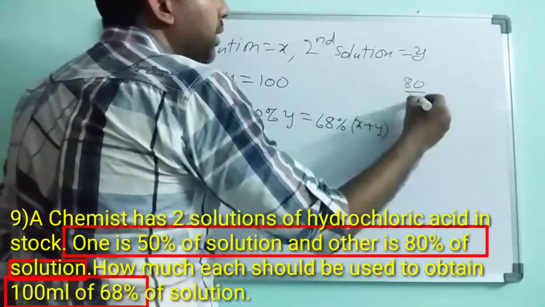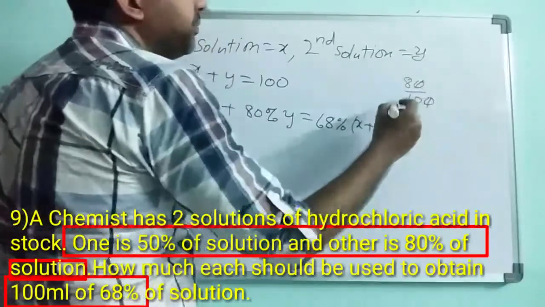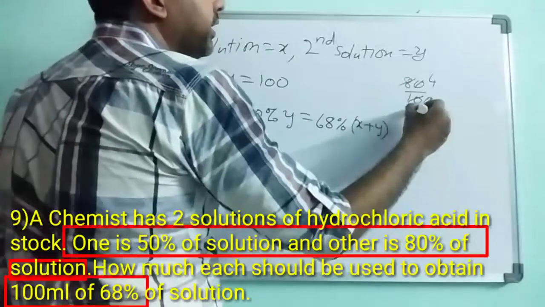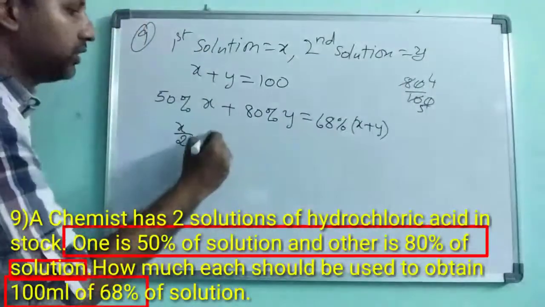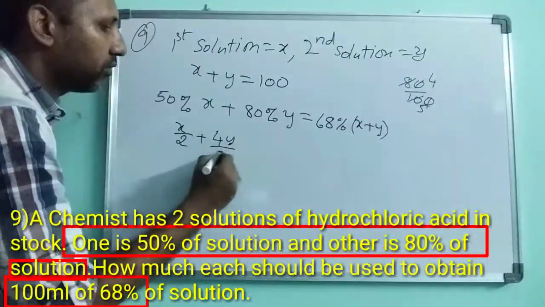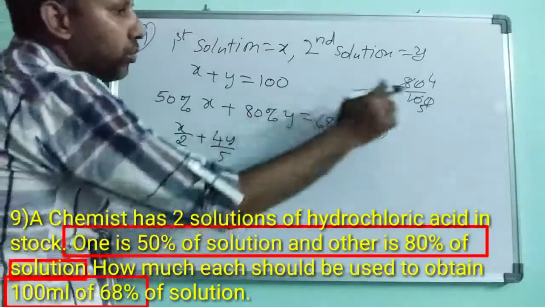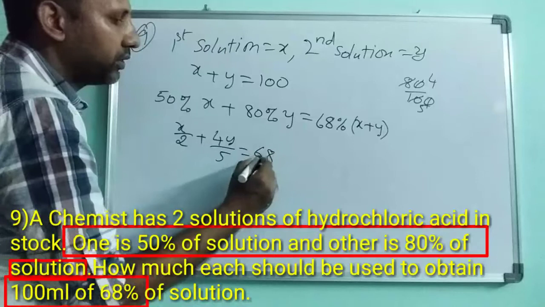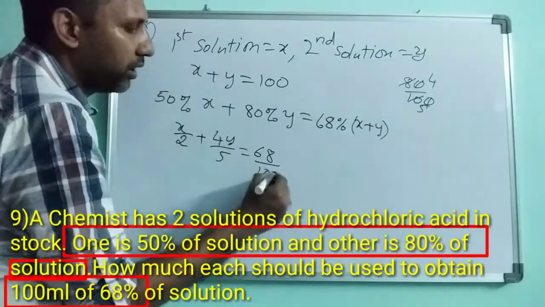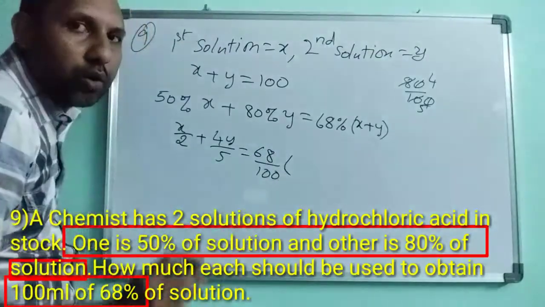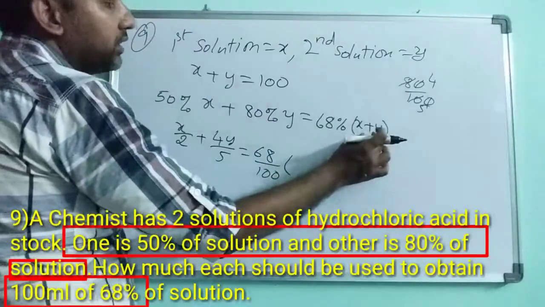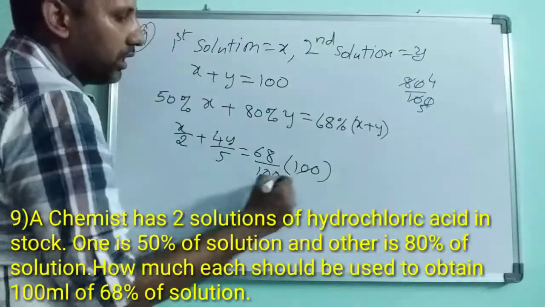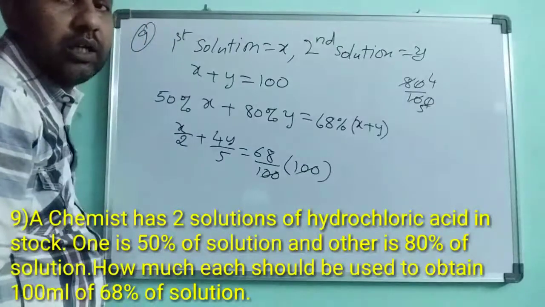80 by 100, the zeros cancel, 2 fours are 8, 2 fives are 10, so 4 by 5. That means 4y by 5. So 80% means 4 by 5. 4y by 5 is equal to 68%, and 68% means 68 by 100 of x plus y. X plus y is 100, so the 100 gets cancelled.